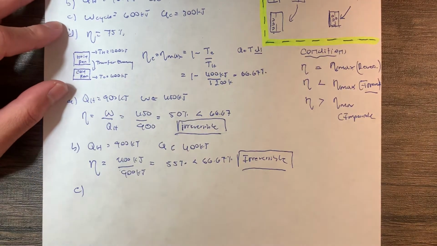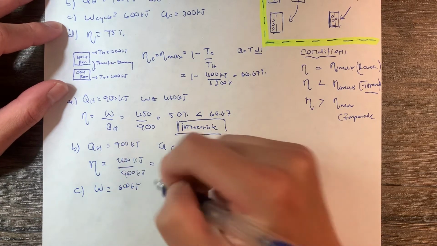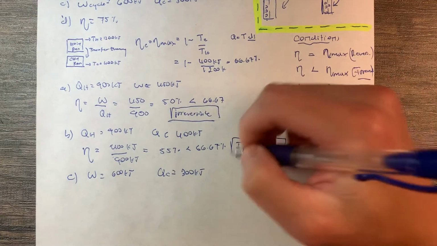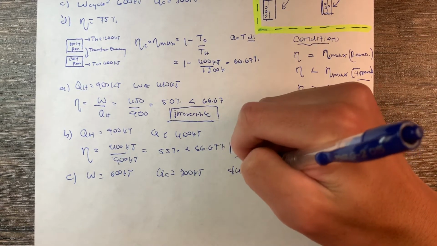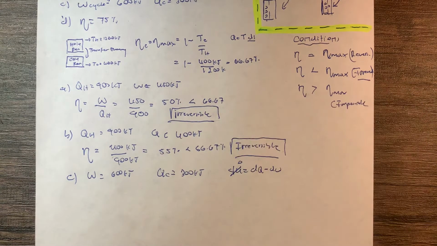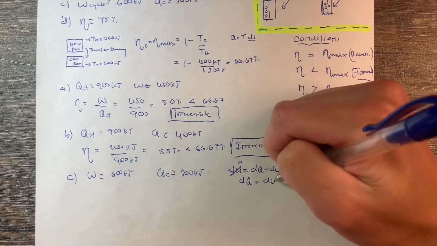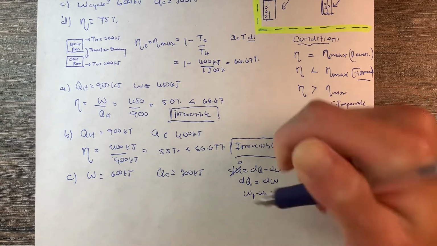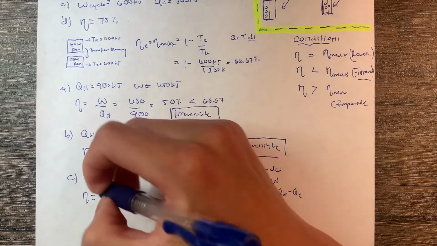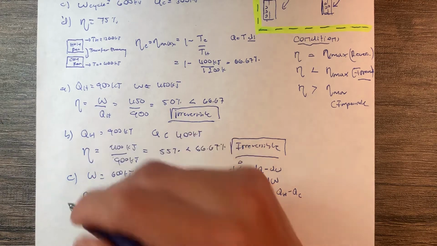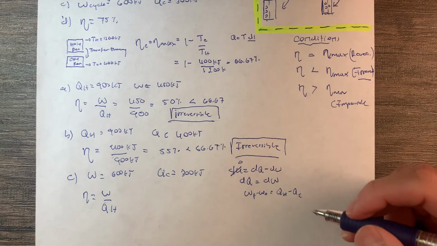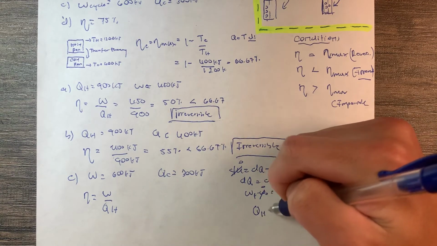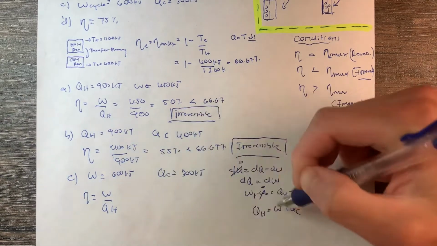And for C, what's given to us as the work is 600 kilojoules, and they're actually giving us the Q cold, which is 300 kilojoules. But remember, from our first law of thermodynamics, dU is dQ minus dW. The internal energy change is 0, so that means dQ is equal to dW, and the work is equal to Q hot minus Q cold. The equation that I've been using to solve for efficiency is work divided by Q hot, but what's given to us is Q cold. So we need to replace Q hot, and we can do that by solving for Q hot, which is essentially work plus Q cold. So we just substitute back.